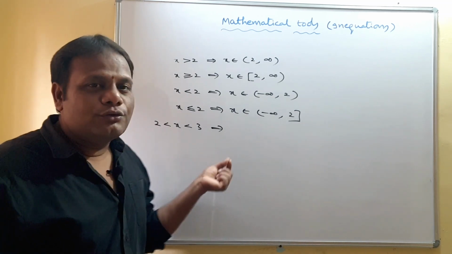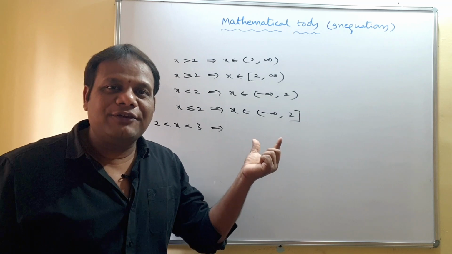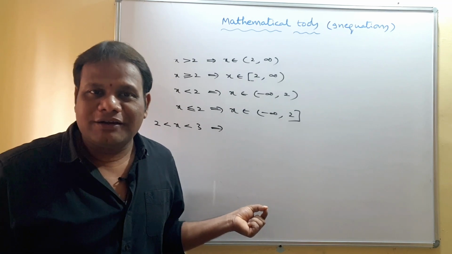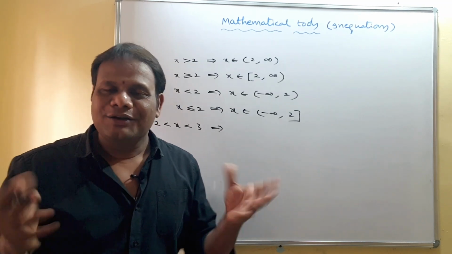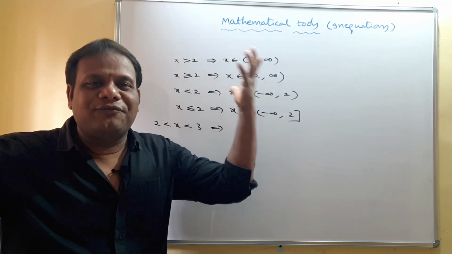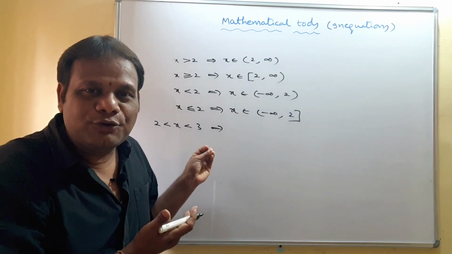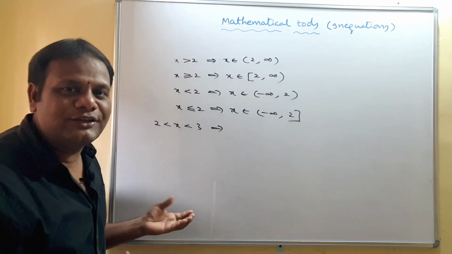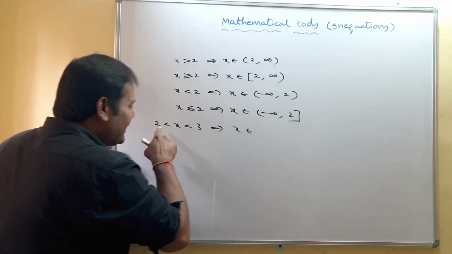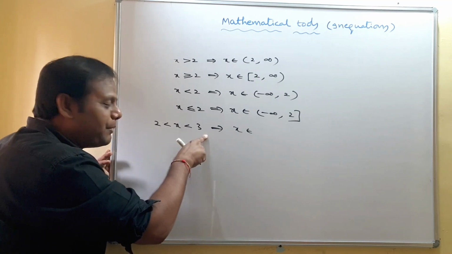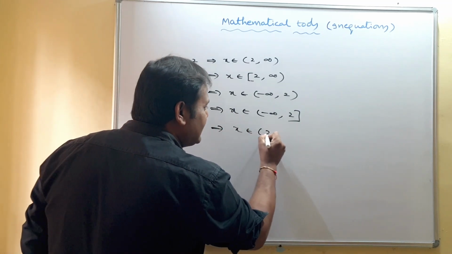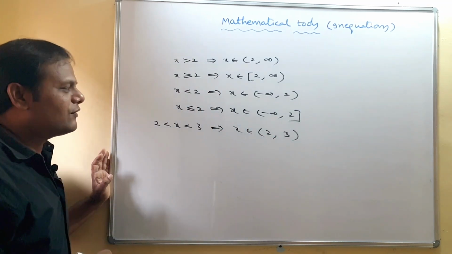Why? Because there are 2, 2.1, or between 2 and 2.1, 2.01, 2.001, 2.0001. Is there any end for that? No. So how many real numbers are there between 2 and 3? Infinitely many. To represent all those values, we use an interval. You can take all values between 2 and 3, but you can't take 2 and you can't take 3. So you can write it as x belongs to open interval 2, 3.